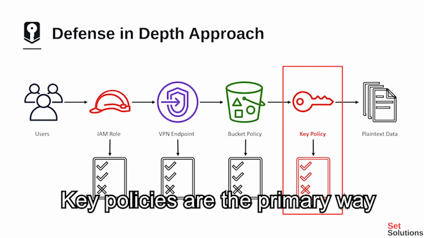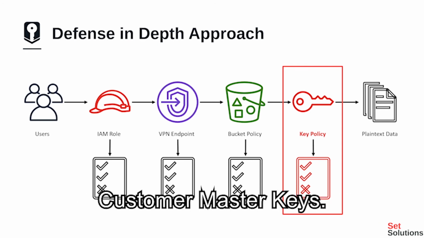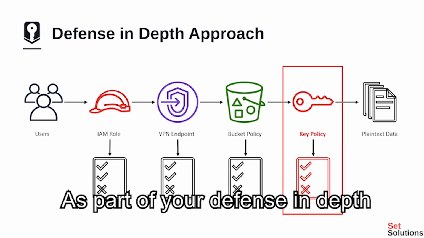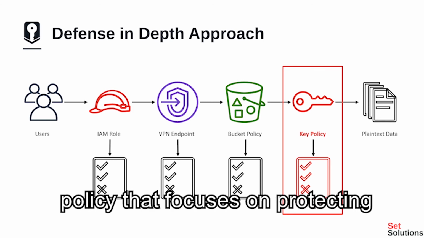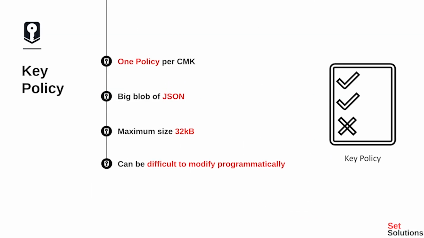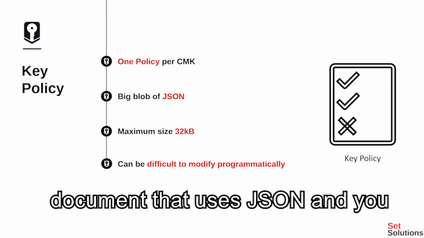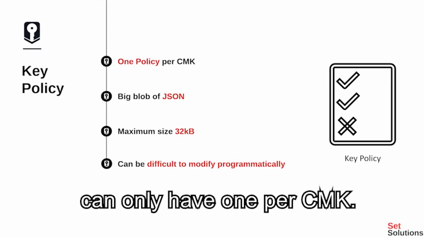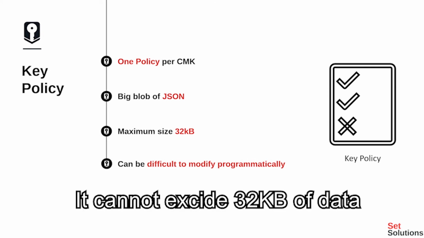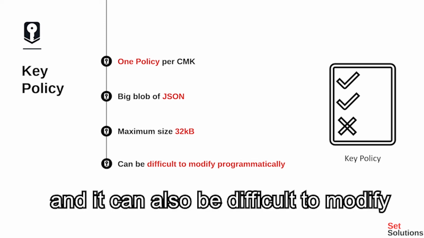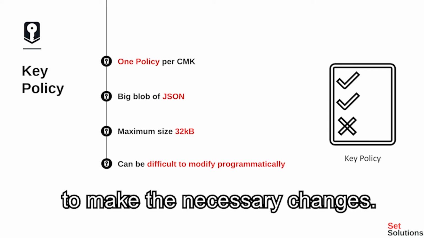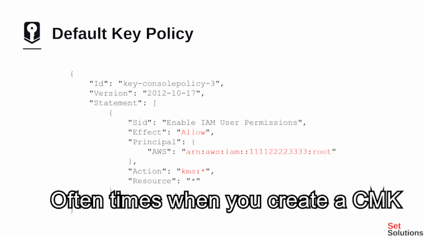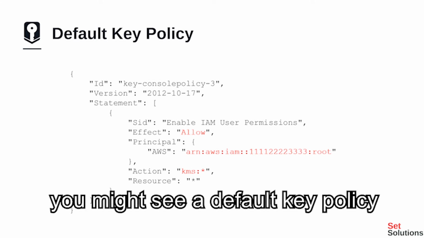Key policy. Key policies are the primary way of controlling access to your customer master keys. As part of your defense in depth strategy, the key policy becomes the last line of defense and the only policy that focuses on protecting your data. A key policy is made up of a document that uses JSON, and you can only have one per CMK. It cannot exceed 32 kilobytes of data, and it can also be difficult to modify programmatically, forcing a human to make the necessary changes.